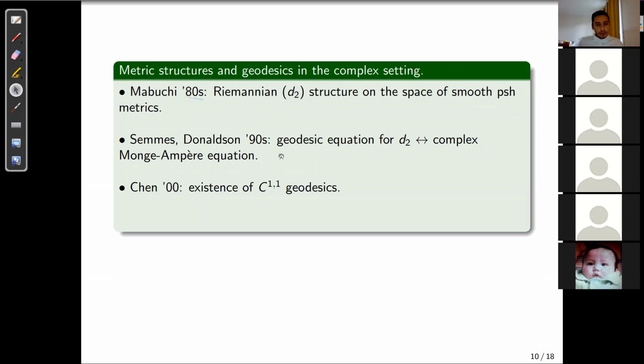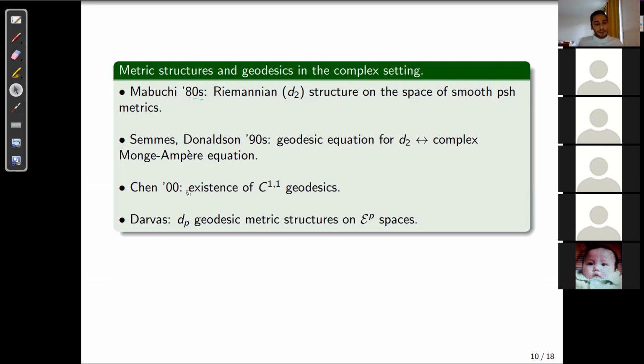And I'm going to jump ahead a couple of years. Chen in 2000 proved that in fact there exist complex geodesics in this space, but they weren't smooth for all time. This was a question that was asked: whether, if you had a geodesic, you could have some natural regularity. And Chen showed that they're not smooth for all time, but they have a C^{1,1} regularity, which is a boundedness condition on the mixed secondary derivatives.